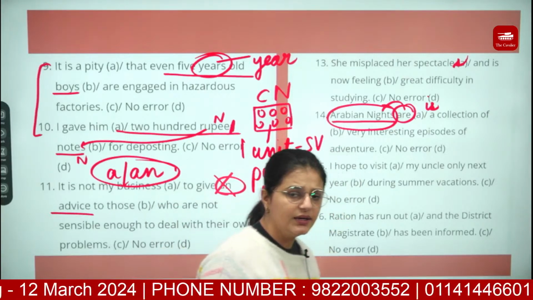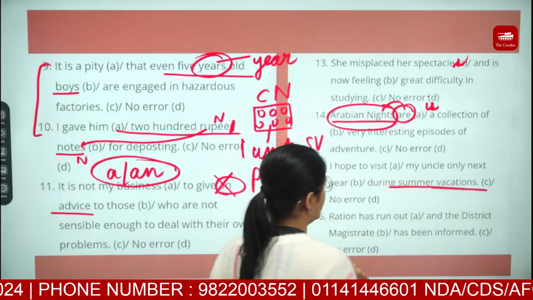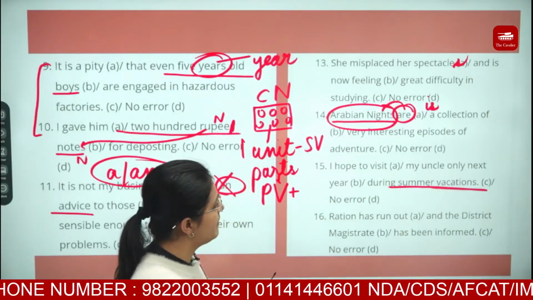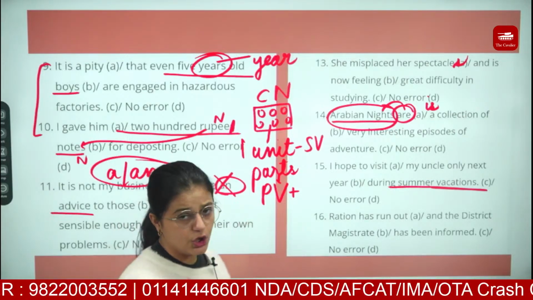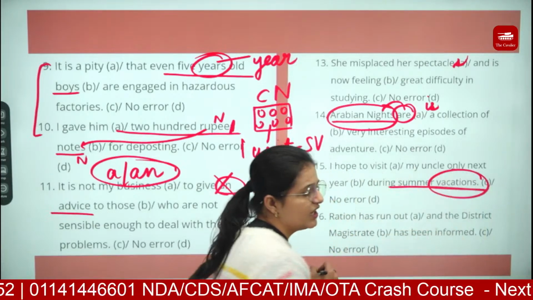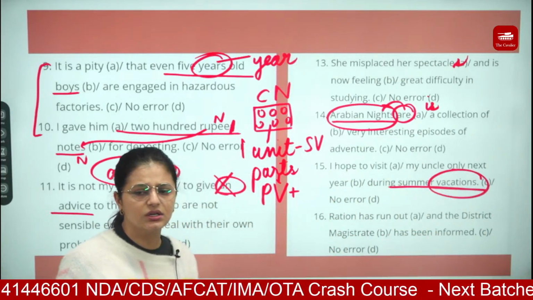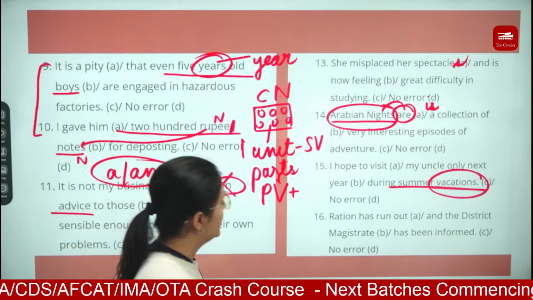Now, what's the error? Let's look at this sentence. "Summer vacation. I hope to visit" is fine. "My uncle only next year" is fine. The error is for sure here. There is no term like "vacation" in this sense. Okay. Next.